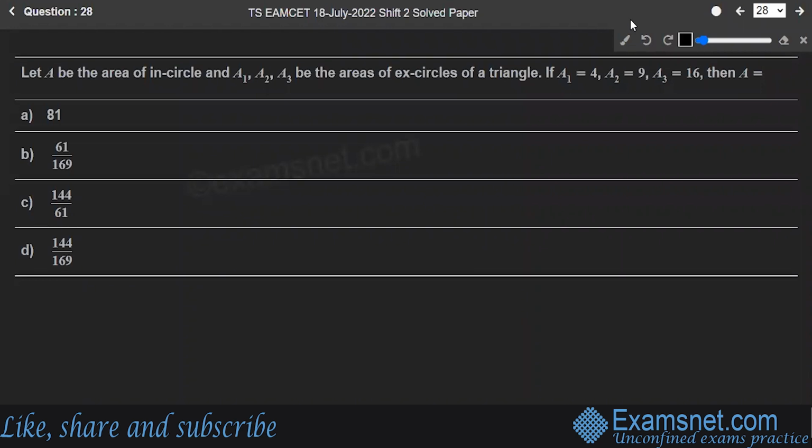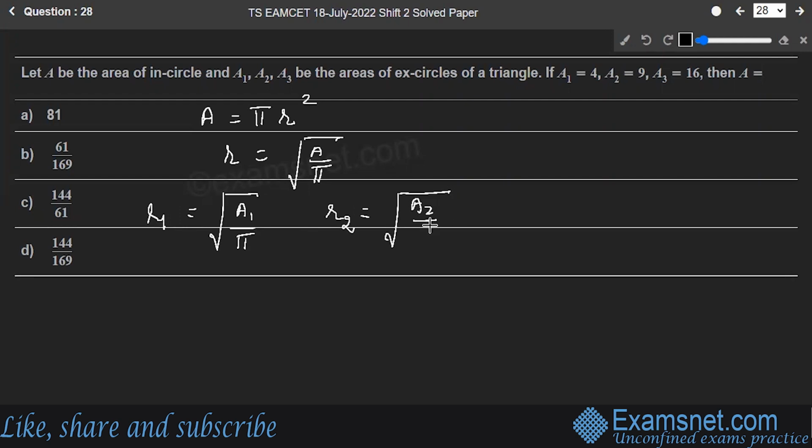Question number 28, let A be the area of the incircle and A1, A2, A3 be the areas of the excircles of the triangle. Then if A1 is 4, A2 is 9, A3 is 16, you have to find out the value of A. One thing, A is equal to the area of the incircle. A is equal to pi R square. From here, R can be given by root of A upon pi. Correct? Therefore, R1 is equal to root of A1 upon pi. R2 is equal to root of A2 upon pi. And R3 is root of A3 upon pi.